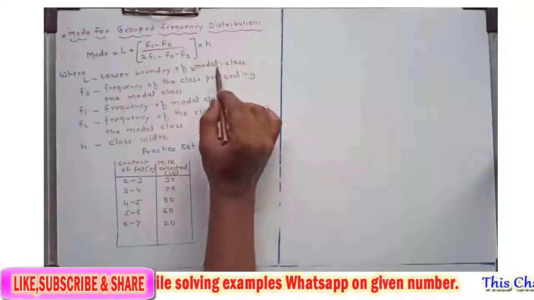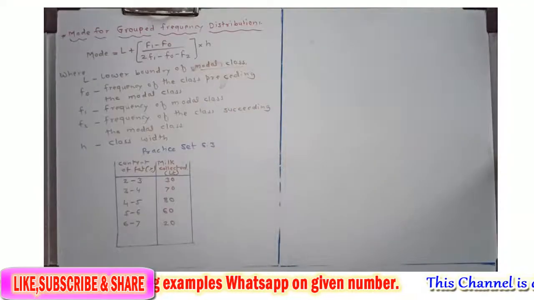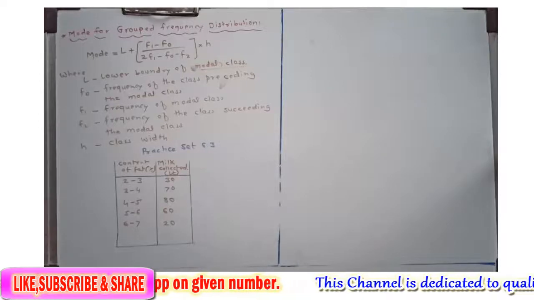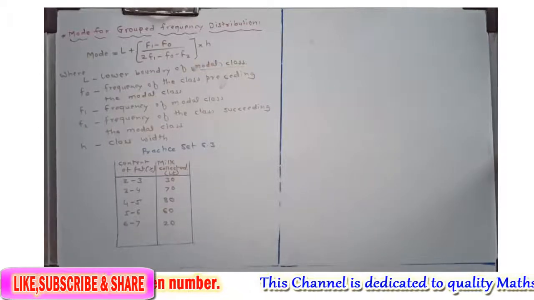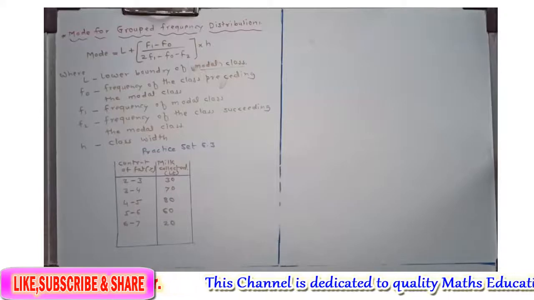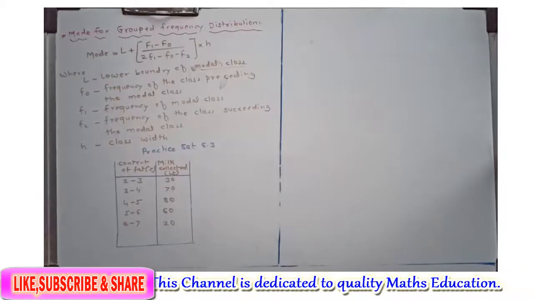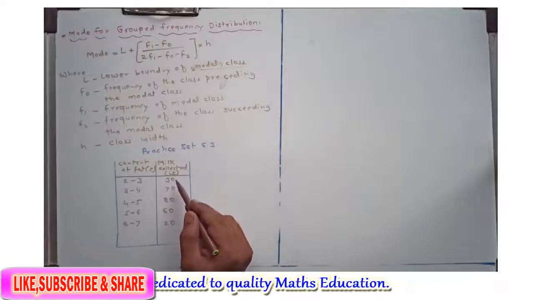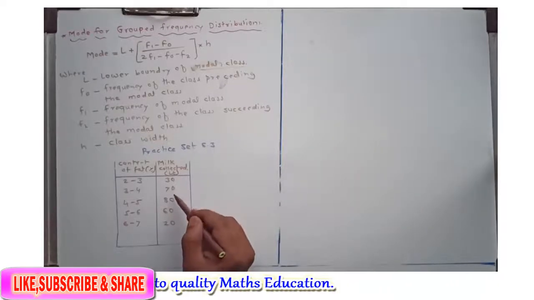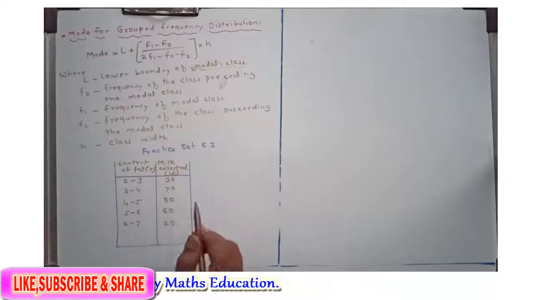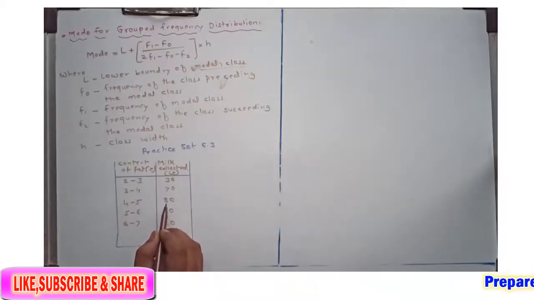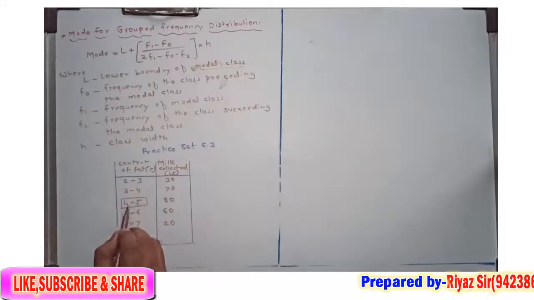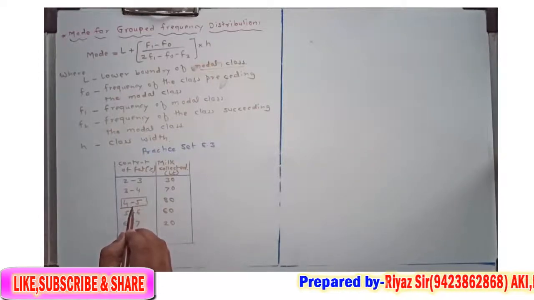First we have to find the modal class. How do we find the modal class? The class whose frequency is maximum, that class is called the modal class. In the second column is the frequency, and the highest frequency is 80, and the class associated with this 80 is 4 to 5, right? So this 4 to 5 is the modal class.